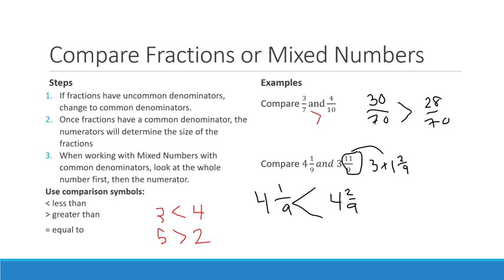When we compare 4 and 1/9 and 3 and 11/9, we want to be careful about what those fractions are. If we were just looking at the whole numbers, then clearly 4 would be larger than 3. But notice that the numerator is larger than the denominator here. So let's convert this 11/9 to a mixed number and then combine it with the 3. 11/9 is 1 and 2/9. When we add that to 3, we get 4 and 2/9. Therefore, 4 and 1/9 is less than 4 and 2/9, or 3 and 11/9.